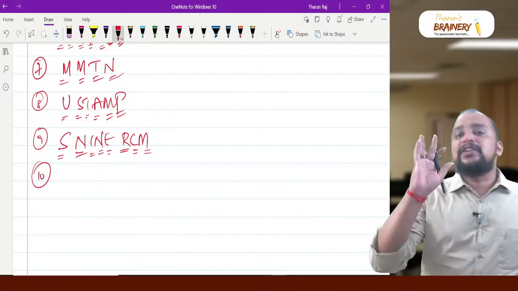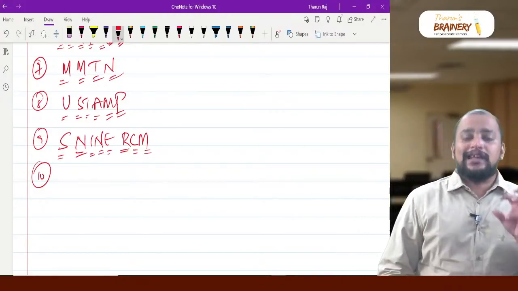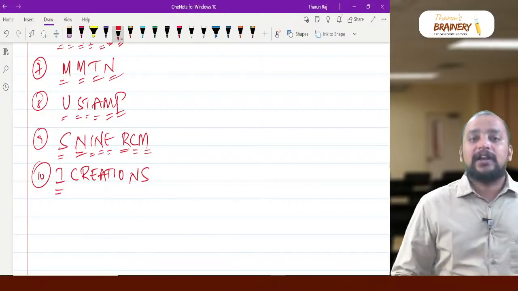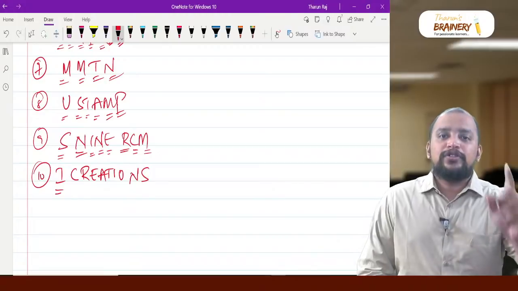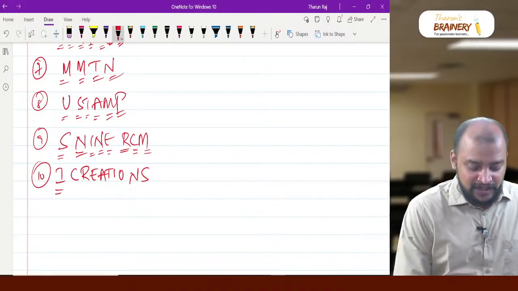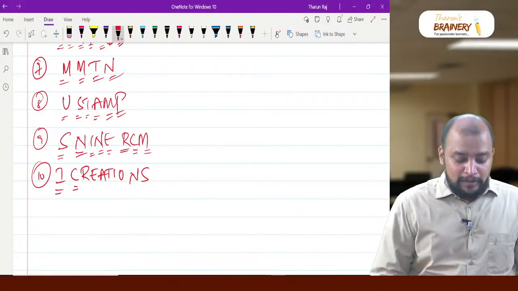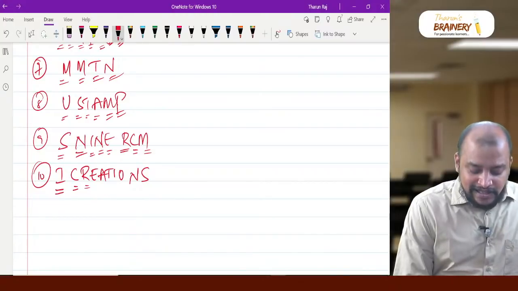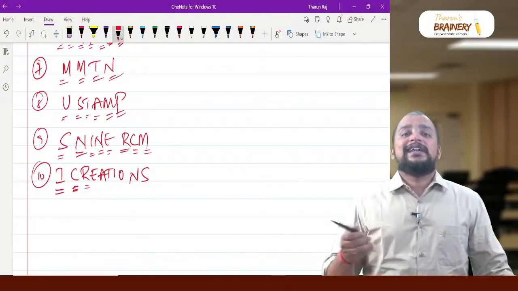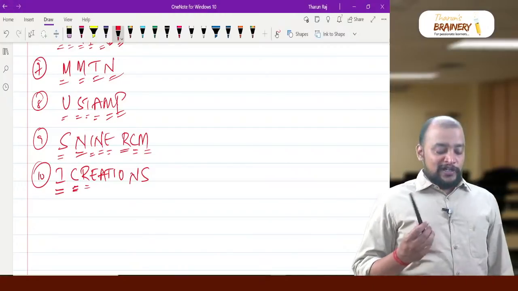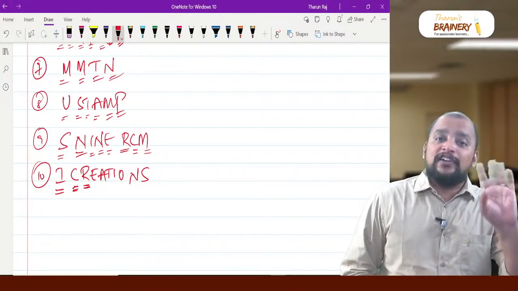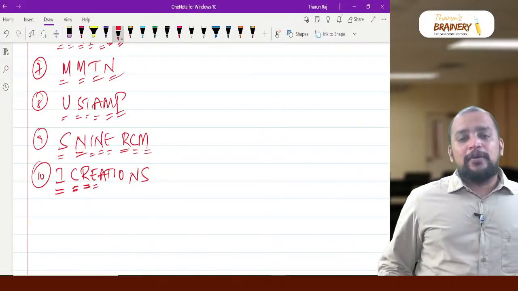Then compulsory registration. Who are required to compulsorily get registered? I, C, R, E, A, T, I, O, N, S are compulsorily required to get registered. I for interstate supply of goods, only interstate supply of goods, not interstate supply of services. C for casual taxable person. R for recipient liable to pay GST under RCM. In case of interstate supplies and casual taxable person, other than handicrafts only, they are compulsorily required to get registered. RCM: recipient liable to pay GST under RCM, 9.3, not 9.4. And then E for e-commerce operator.